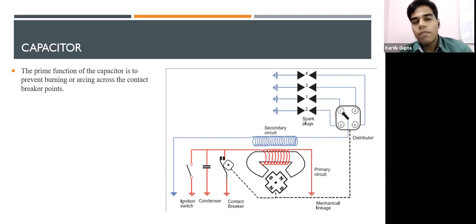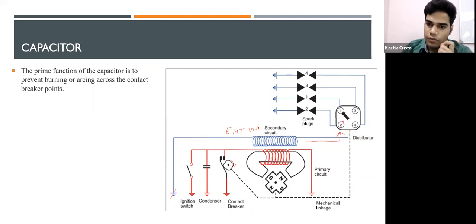Now, when you suddenly break this off, the secondary circuit will have a lot of voltage inside it. As I told you, it is known as extremely high tension voltage. Now, when this secondary circuit has the high tension voltage, it has two options. It can go to the ground, which is not possible because this is broken. So it has only one option. It will go in this manner and it will go to the distributor.